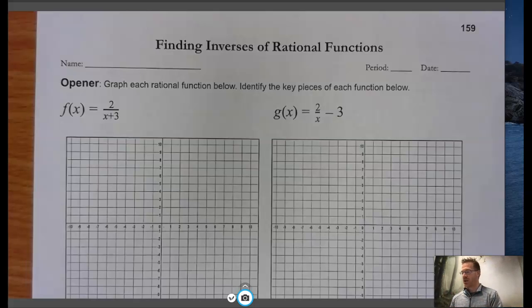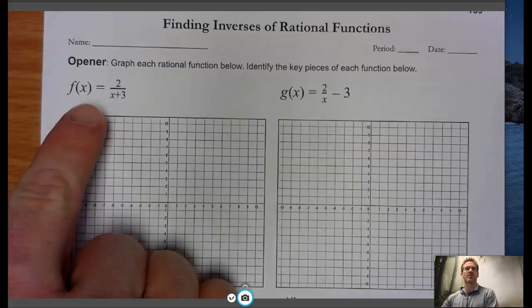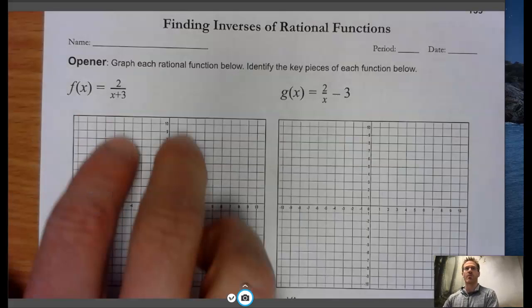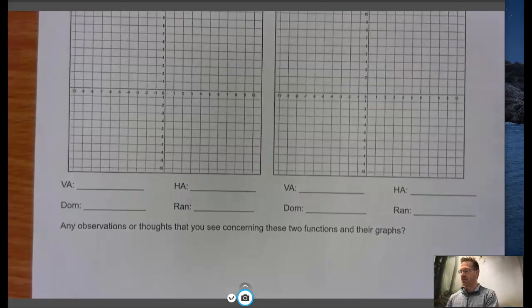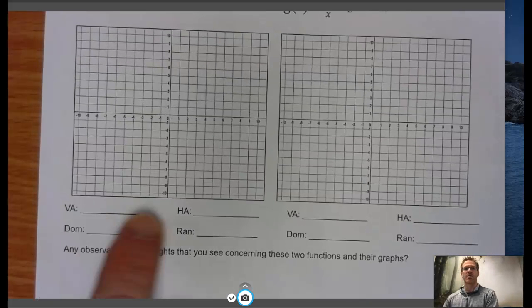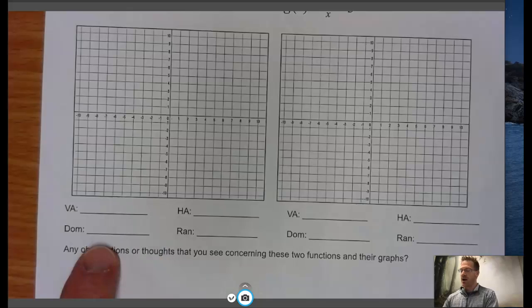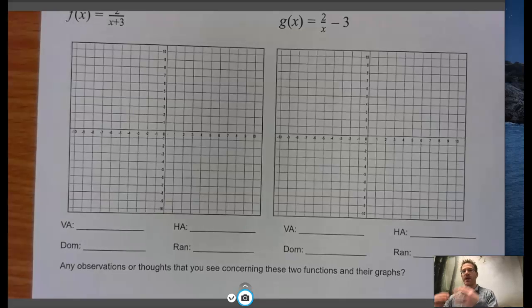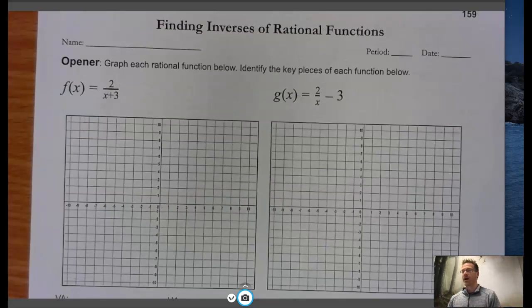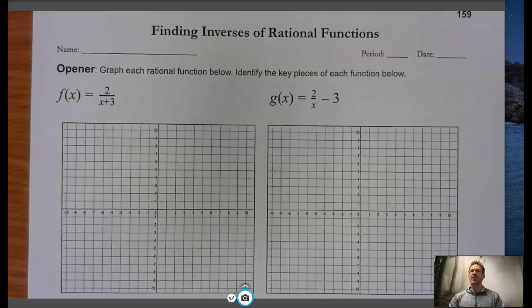So here's what I would like you to do. You're given two functions here. You're given f of x and g of x. I would like you to graph both of those rational functions. And then as you graph them, label your vertical asymptote and your horizontal asymptote for each. State your domain and your range in interval notation. And then looking at those two graphs, see if you make some connections. So pause the video, take care of the opener, then turn it back on, and we'll see how you did.